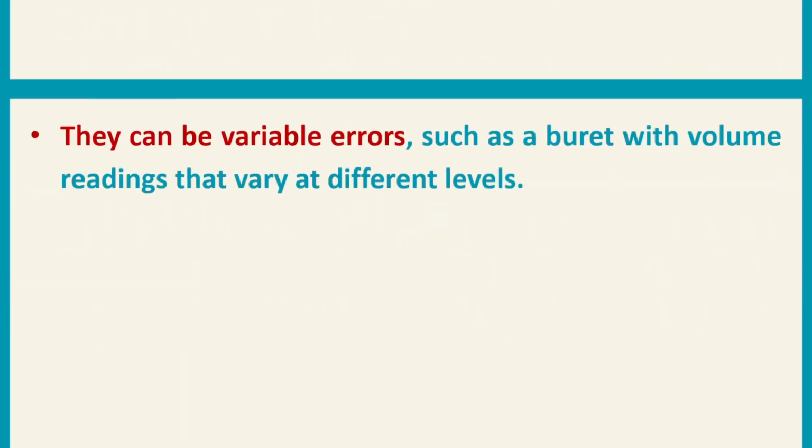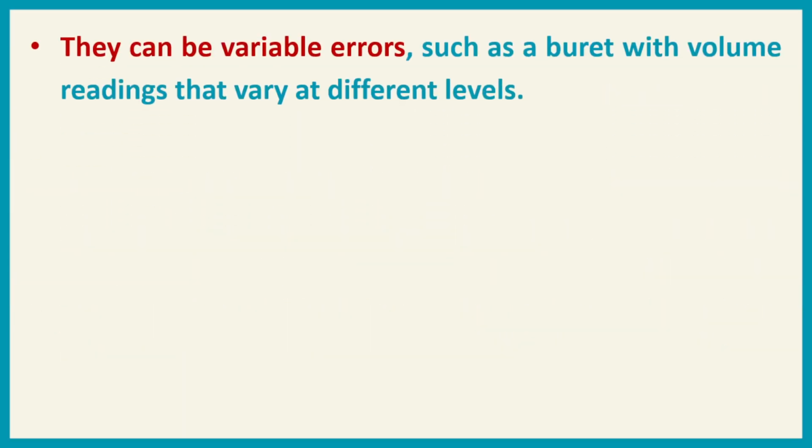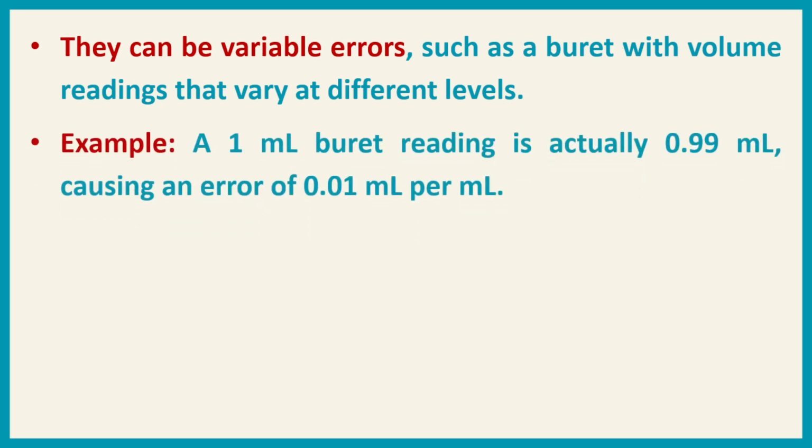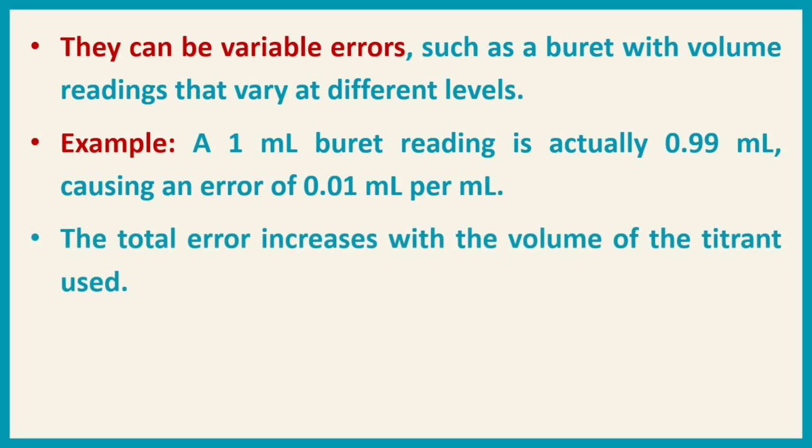A determinate error can be a variable error, such as a burette with a volume reading that varies at different levels. The error can be proportional to sample size. Example, a 1 ml burette reading is actually 0.99 ml, causing an error of 0.01 ml per ml. So the total error increases with the volume of the titrant used during the course of titration.